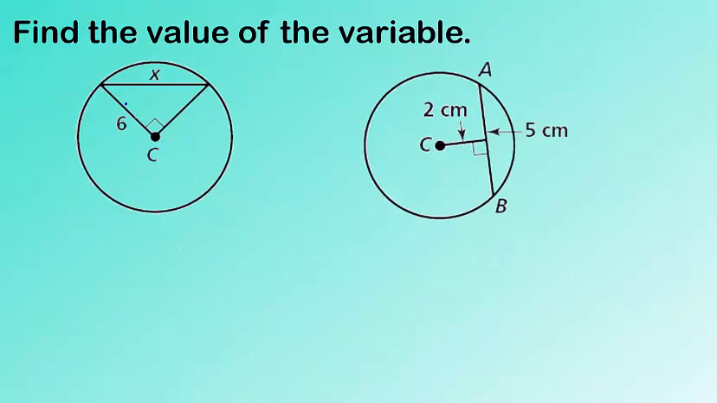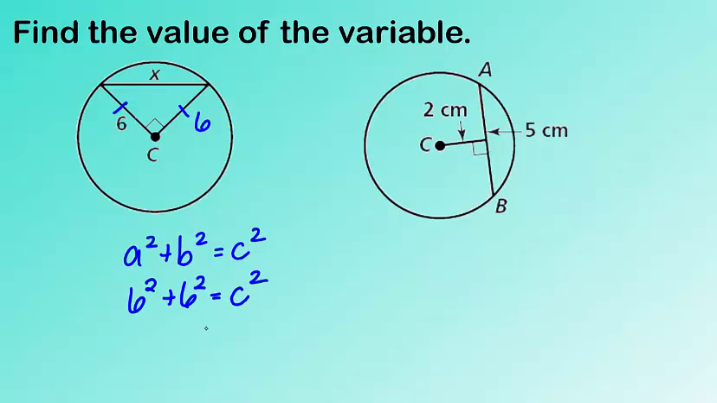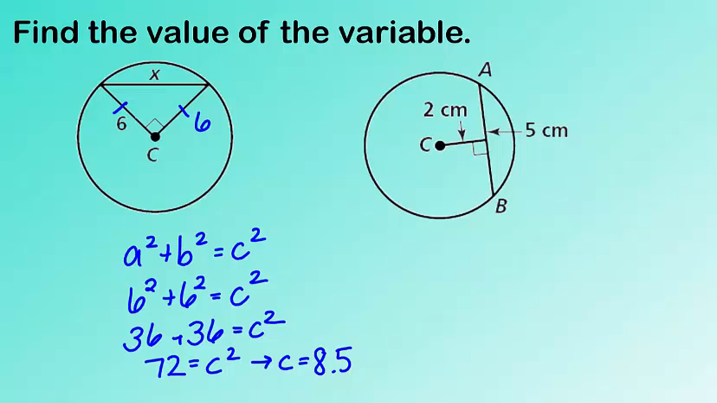Okay, in this example, I have 2 radii, so I know this side is also 6. So I'll just use that Pythagorean theorem. And I get 8.5 for that value of x.